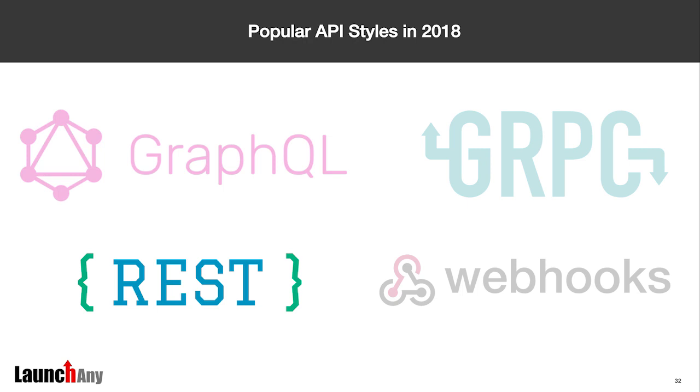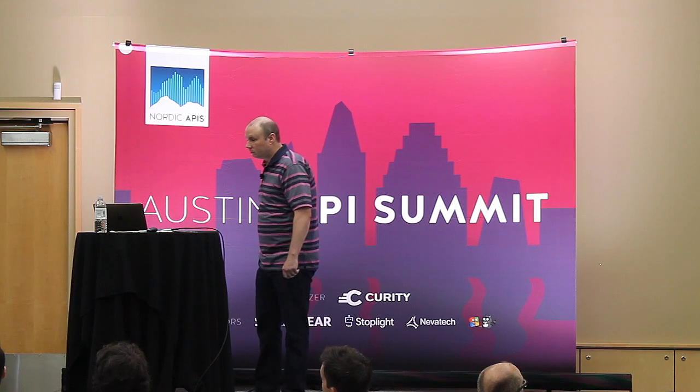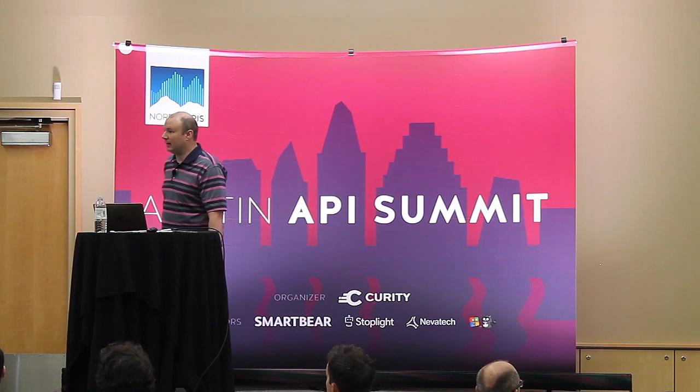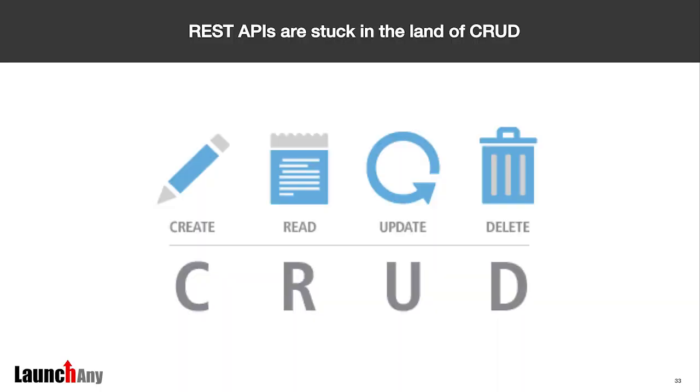Now let's go back to REST and think a little bit about what we can do. When I talk about REST, I do not talk about CRUD. Okay? CRUD is a resource lifecycle pattern that we can apply on top of REST, the REST constraints.